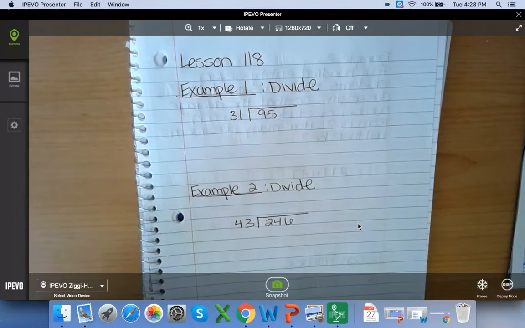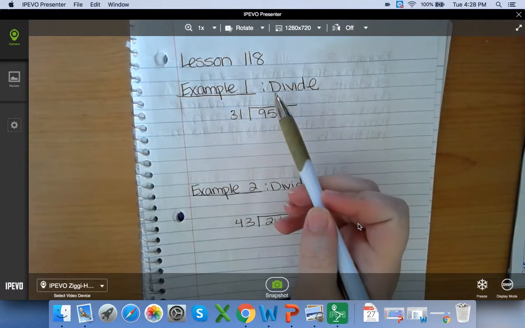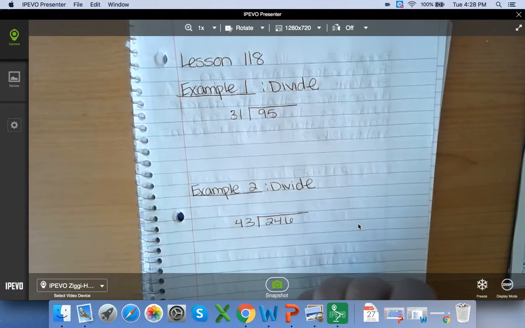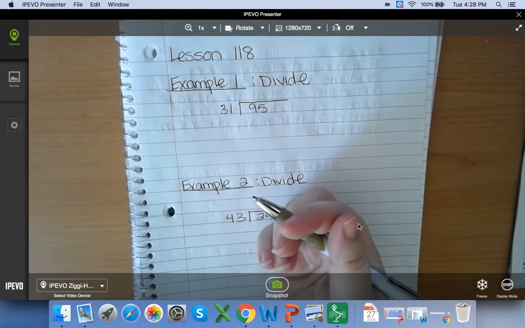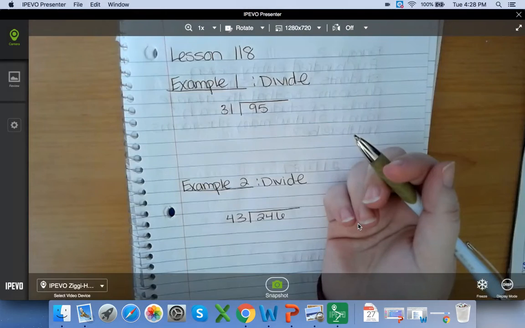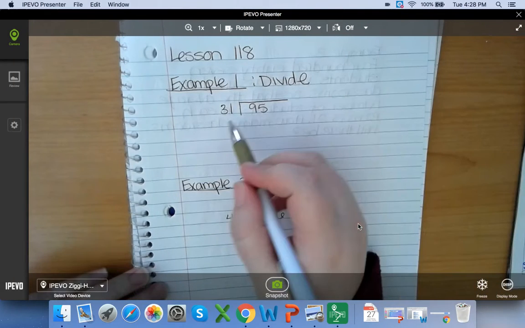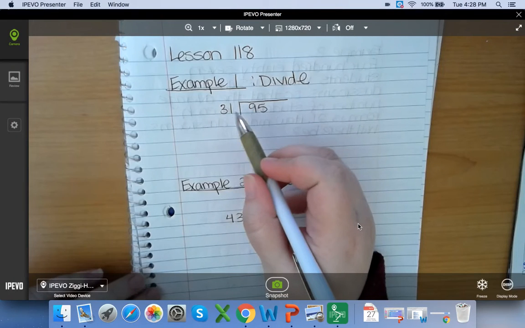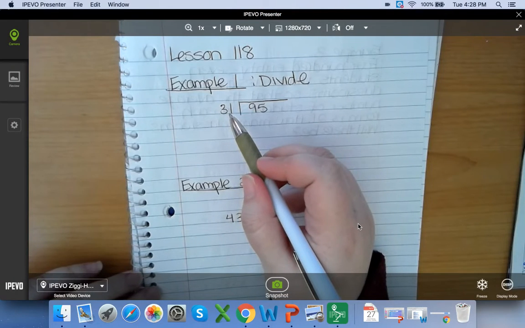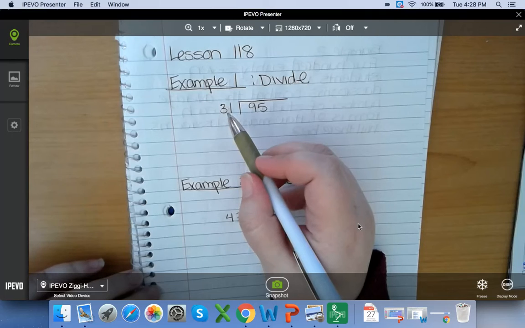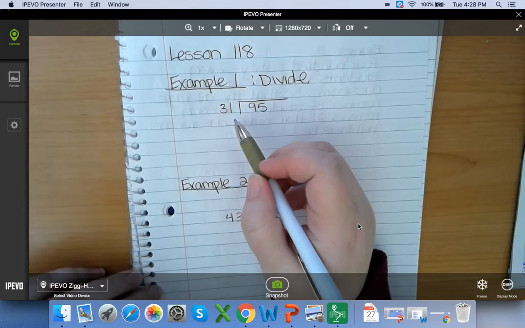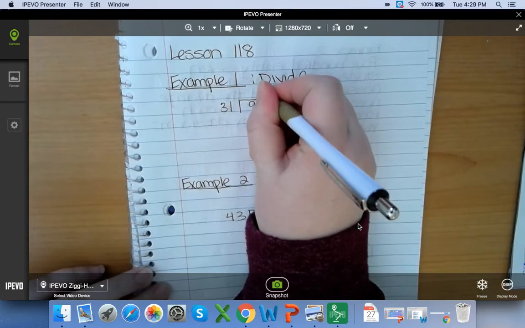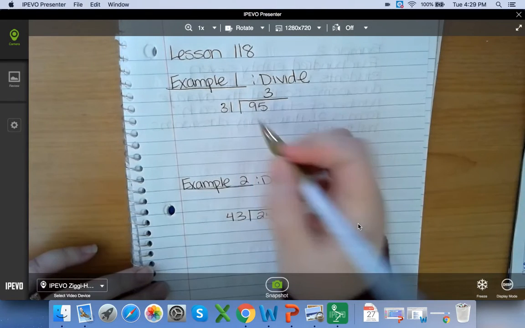So this is example 1, it says divide. So I've got two-digit numbers that I'm dividing into themselves. So I am going to have to do a little bit of estimation here. If I imagine this as zeros in the ones place, I'm going to say, okay, close my eyes, this is a 30 going into 90. Well, I know 30 goes into 90 3 times. So now I'm going to go ahead and put that up there.